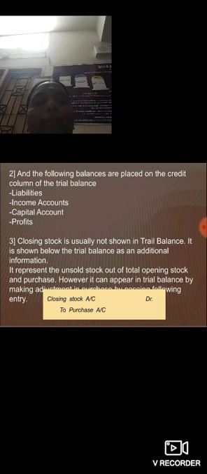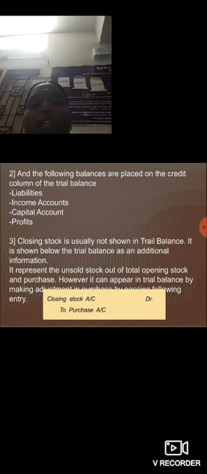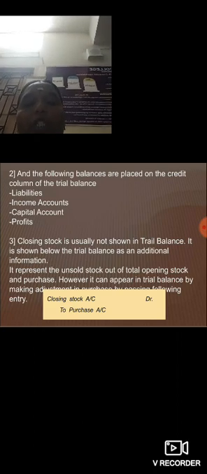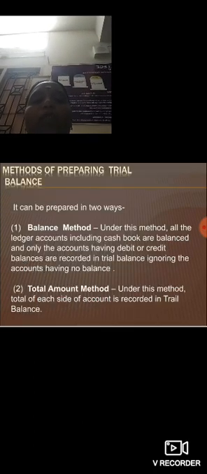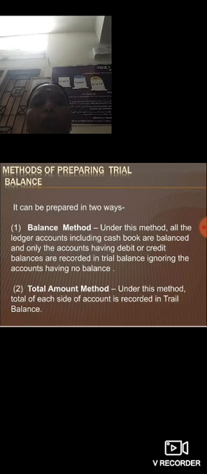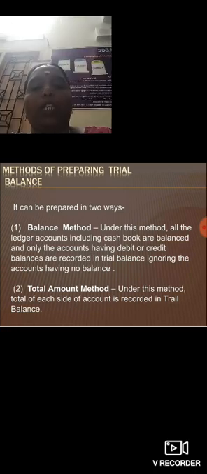It will come under the adjustment transaction only, so it will be adjusted in the purchase account. So what are the methods we are using for preparing a trial balance? There are 2 methods: balance method and total amount method.